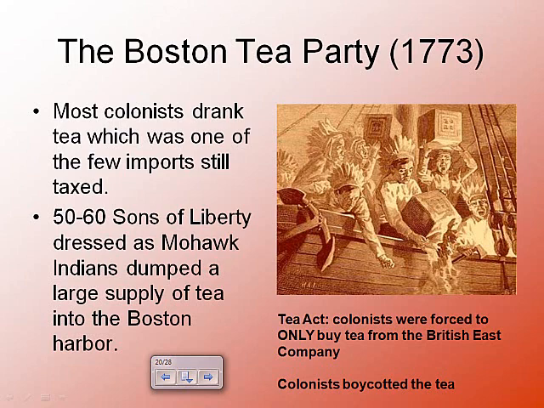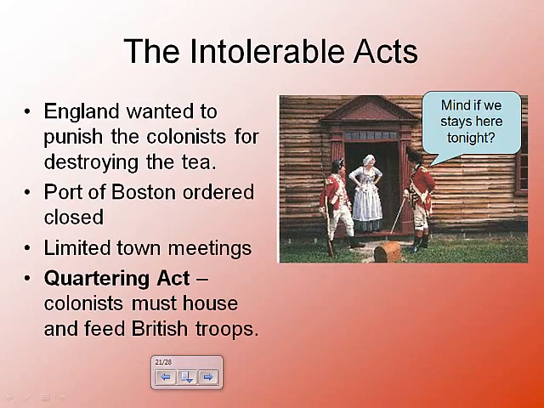In response to the Boston Tea Party, the British Parliament puts into place the Intolerable Acts. And what it basically did, it said four things. First, England wanted to punish the colonists for destroying the tea. The port of Boston was ordered closed. They limited town meetings. And then the Quartering Act was put into place, which said that the colonists must house and feed British troops in time of war.